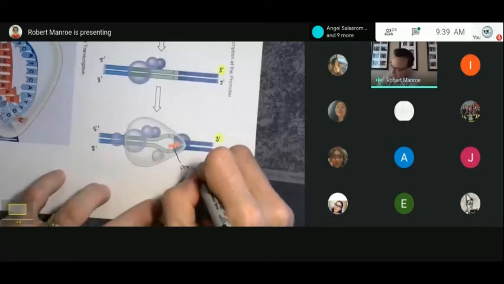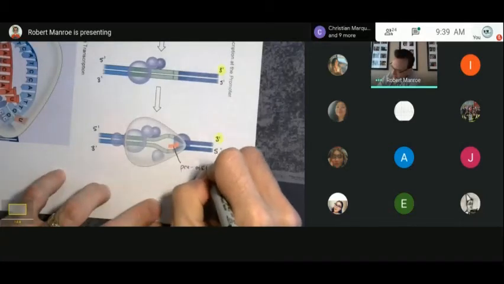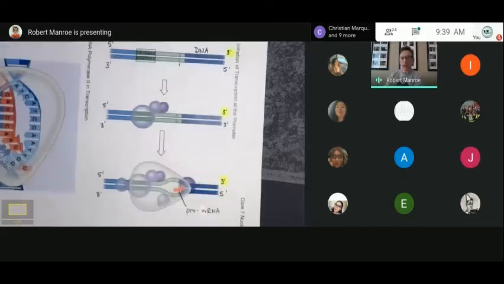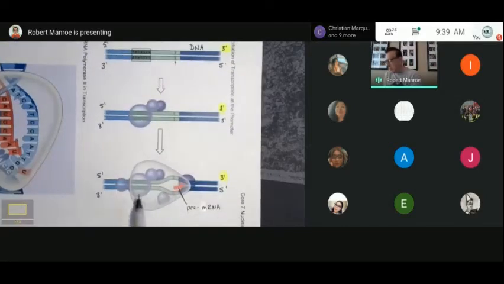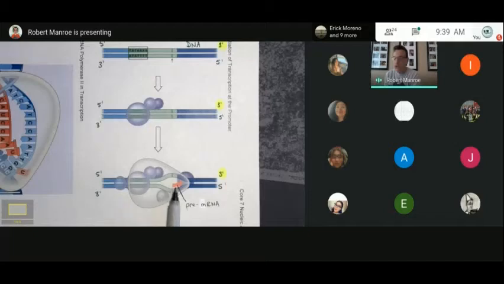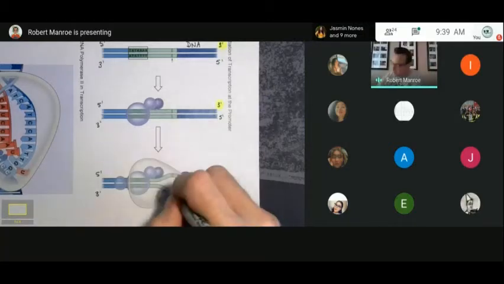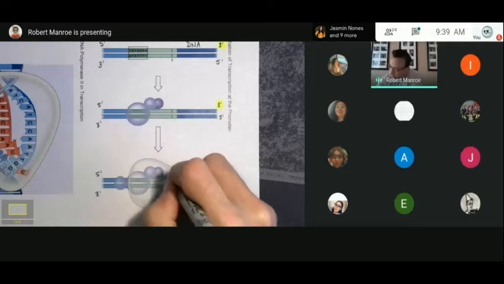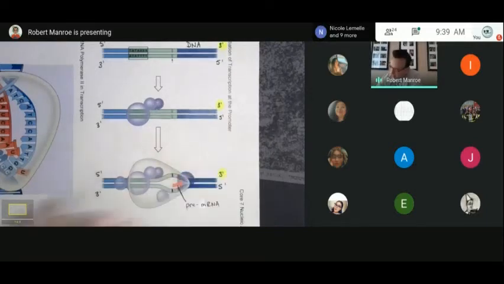This is pre-messenger RNA, okay? So even though the RNA polymerase is attached to this much of the gene upstream from the starting point, this is actually where the transcription starts. And so they put a little marker on it here. So that marker, that's where transcription actually starts, the actual synthesis of messenger RNA.